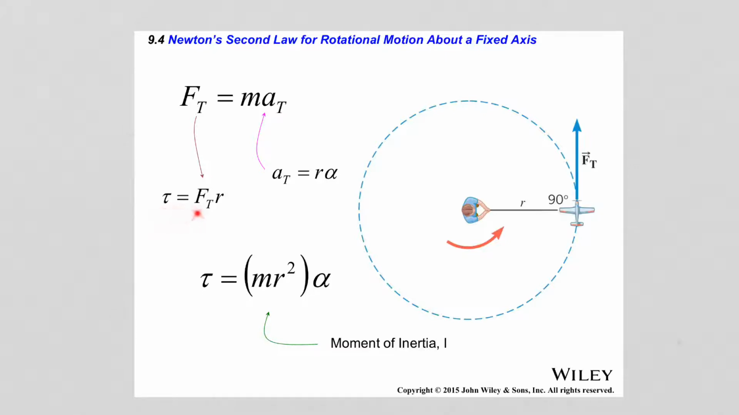So then the torque is simply the tangential force times the radius of rotation, and the tangential acceleration is the radius of rotation times the angular acceleration. Substituting those into the original second Newton law statement gives me the following result. The torque that acts on this model airplane is equal to the product of mass times the radius of the circular trajectory squared times the angular acceleration. Now, this product of mass and radius to the second power, or distance from the axis of rotation to the second power, is called moment of inertia.